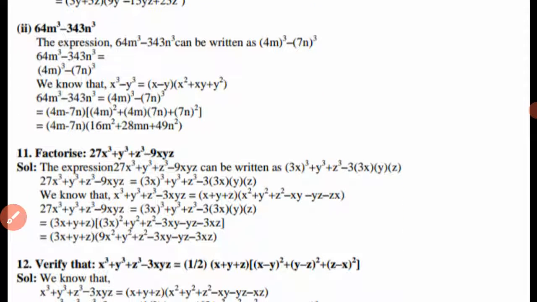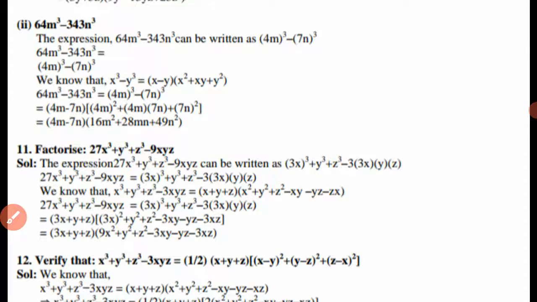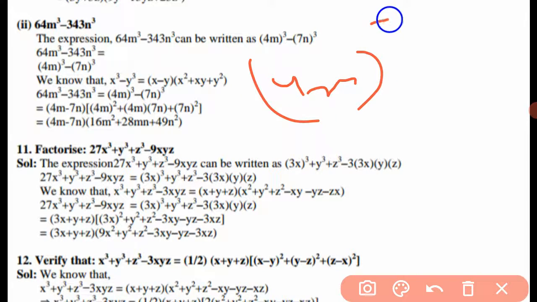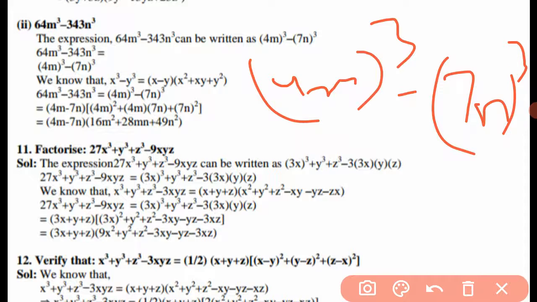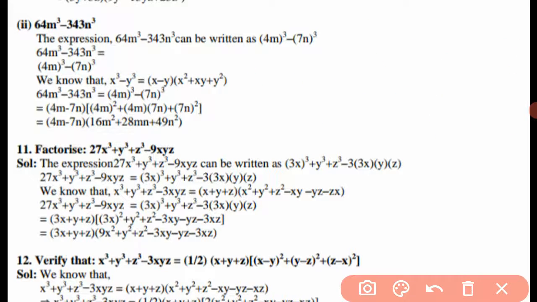In the same way, in the second part, 64m cube minus 343n cube. First of all, we can write 64m cube as 4m whole cube, and 343n cube as 7n whole cube. Here we can use the identity a cube minus b cube. By using the identity and expanding, it will be 4m minus 7n in bracket 16m square plus 28mn plus 49n square. Now after this, see question number 11.